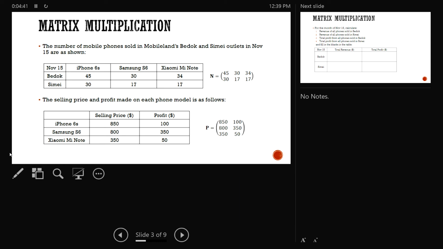For the month. Then what about, let's say I want his profit. How much is the profit made in this month in Bedok? How do we get a profit then for Bedok? What times what? 45 times 100, is that all? Plus 30 times 350 plus 34 times 50. Are you all following? Are you all really okay with it? Because I only hear Sophia and Junior answering me. So are you all really okay with the calculation?